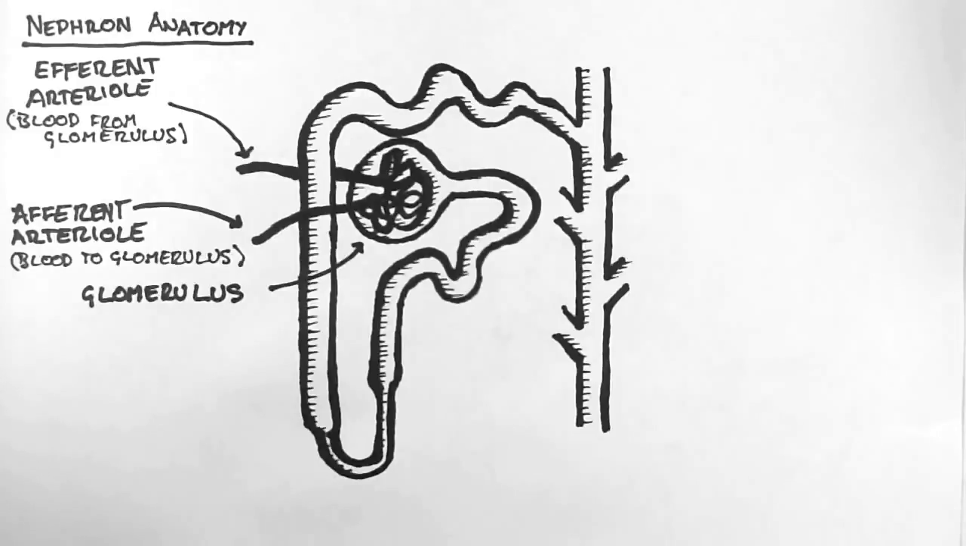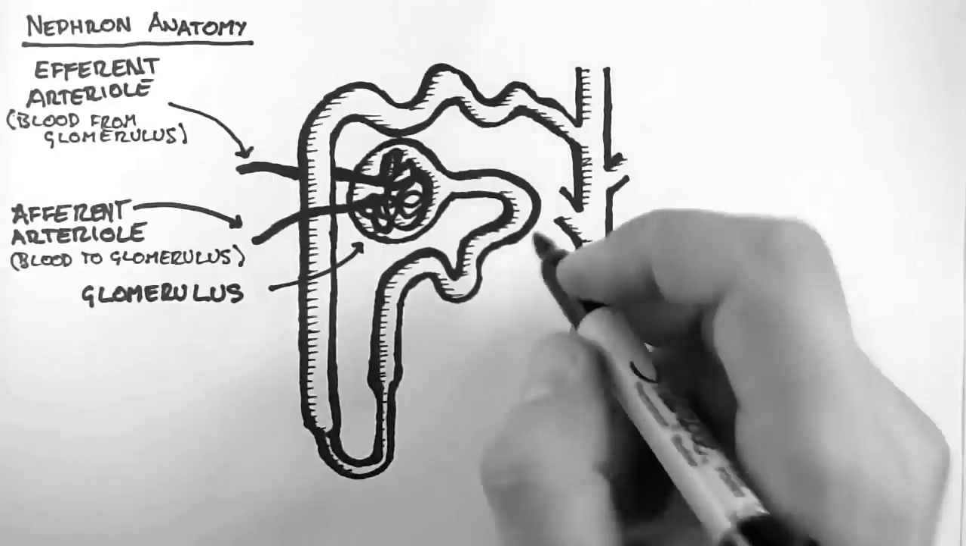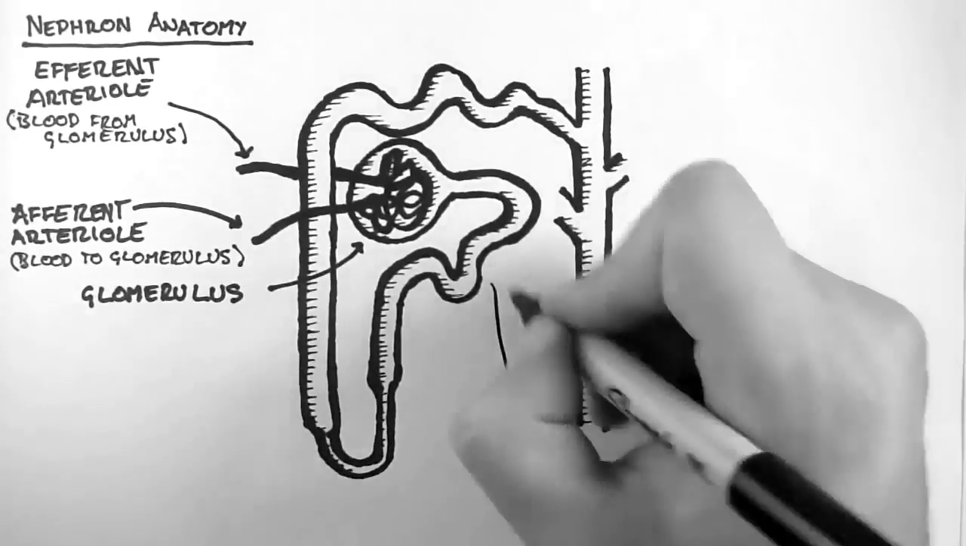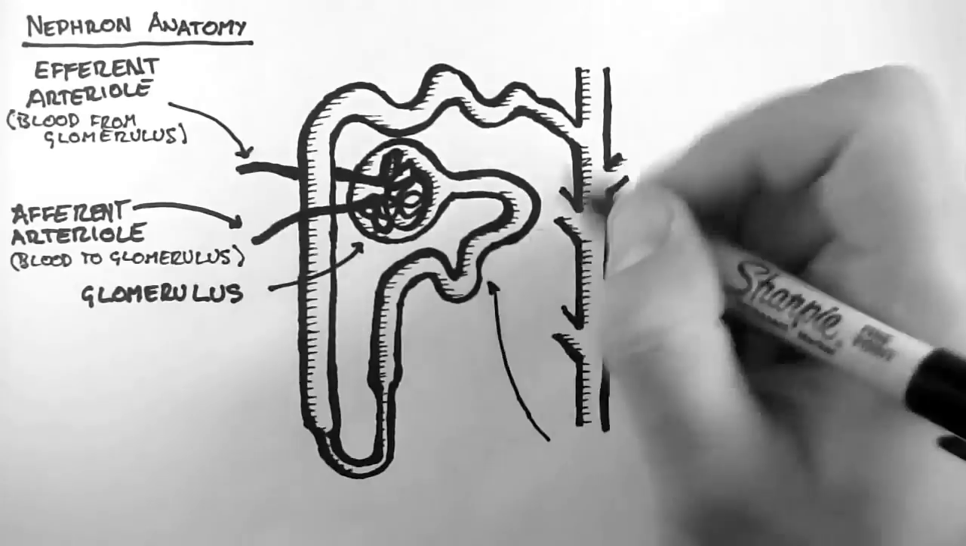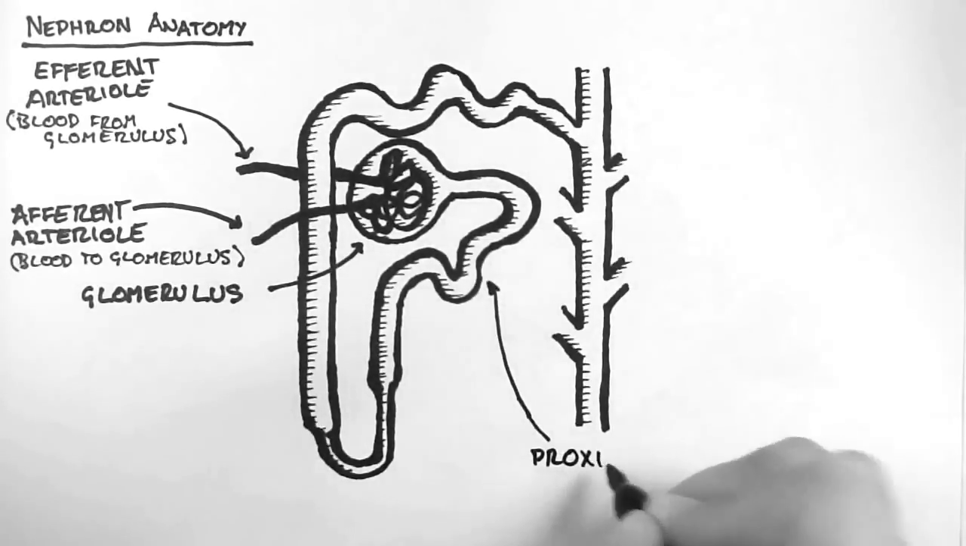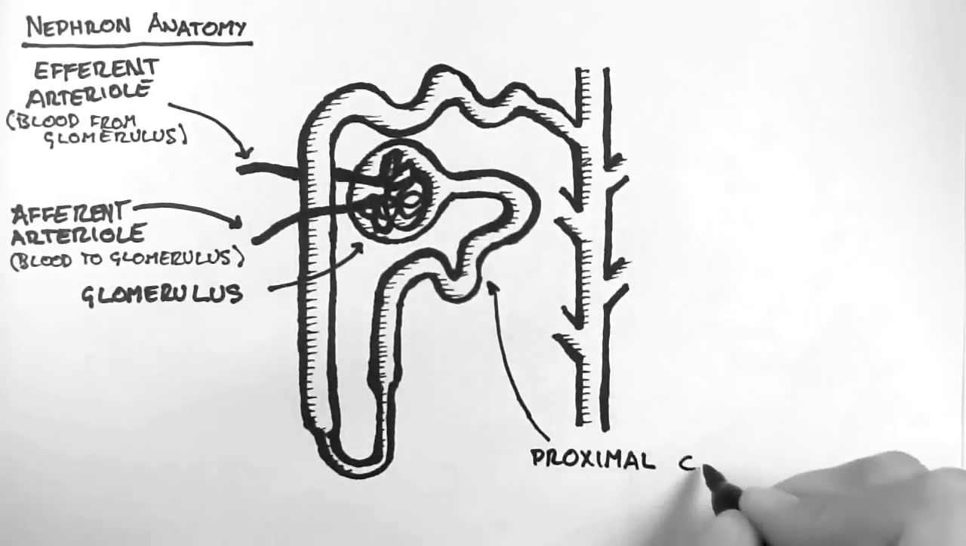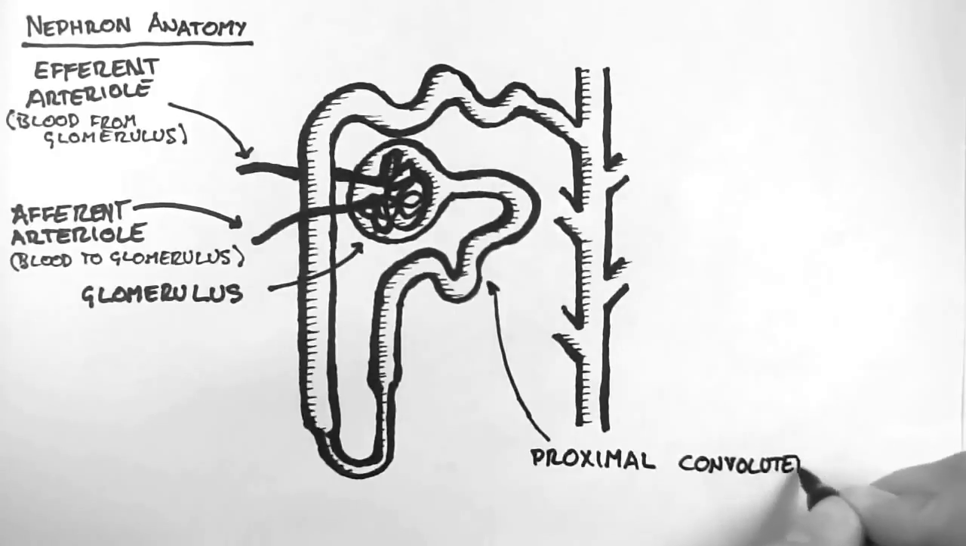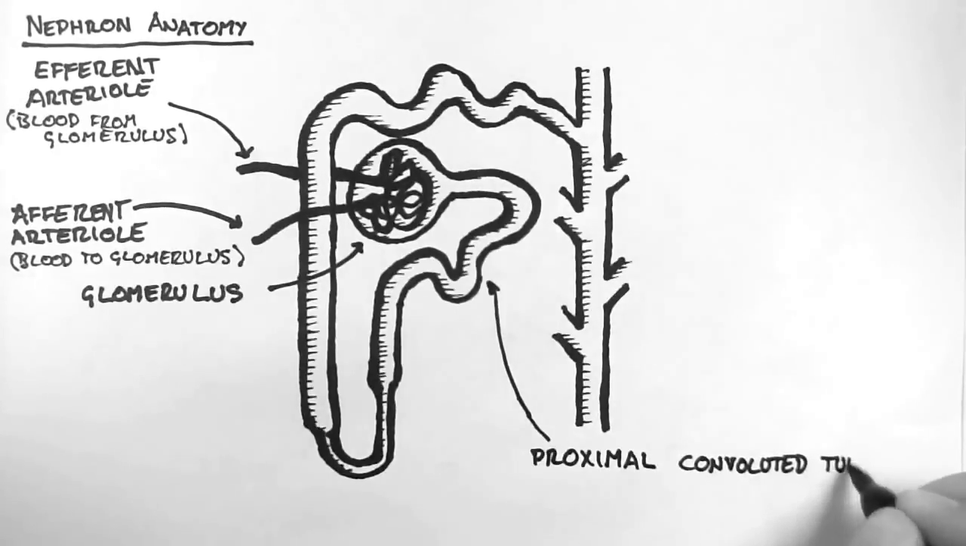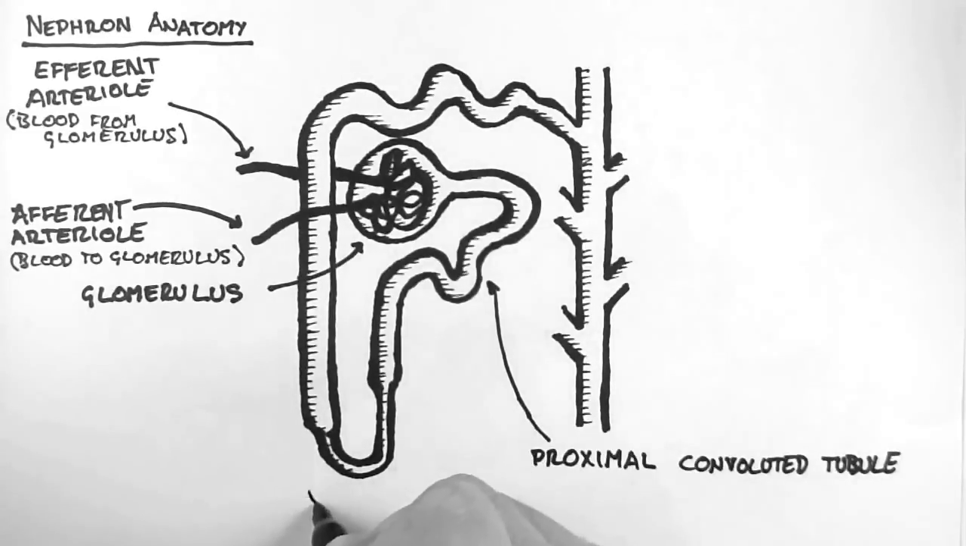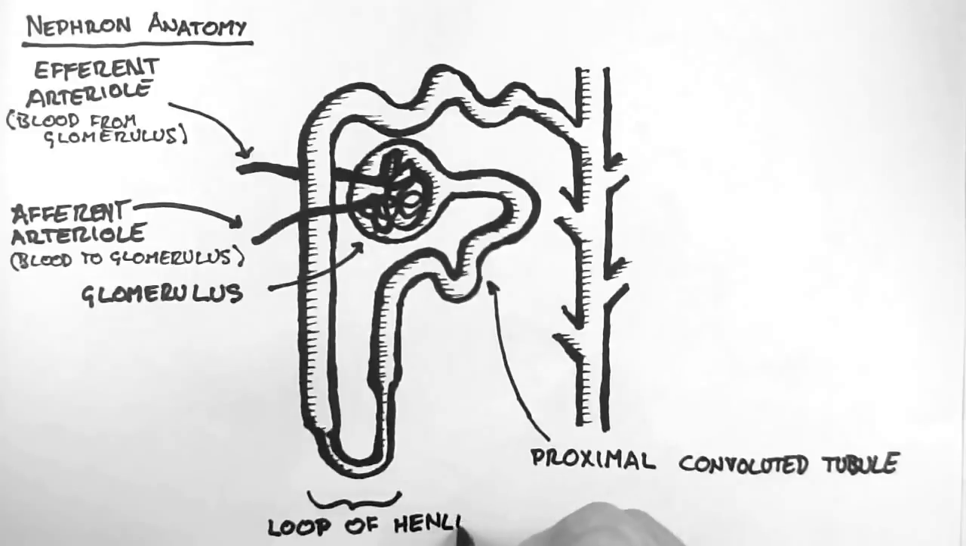efferent. Now the filtrate, which will eventually become urine, needs things taken out of it and also needs things put into it. To do this, it travels along this series of tubes. The first part is the proximal convoluted tubule, which is often referred to as just the proximal tubule. This big loop here is called the loop of Henle. This is the part that dips into the medulla.